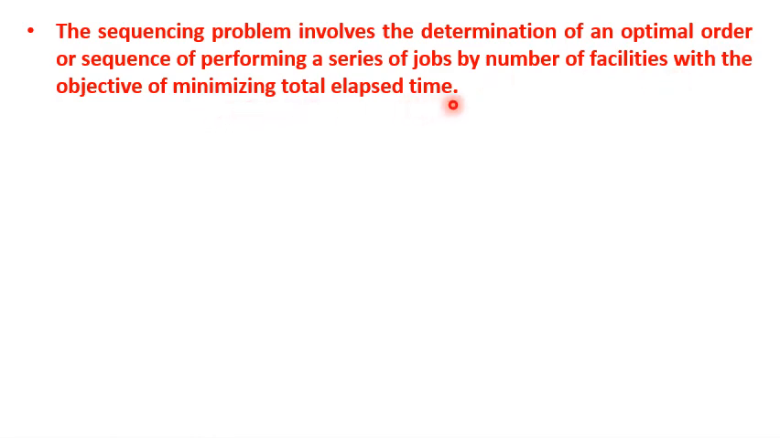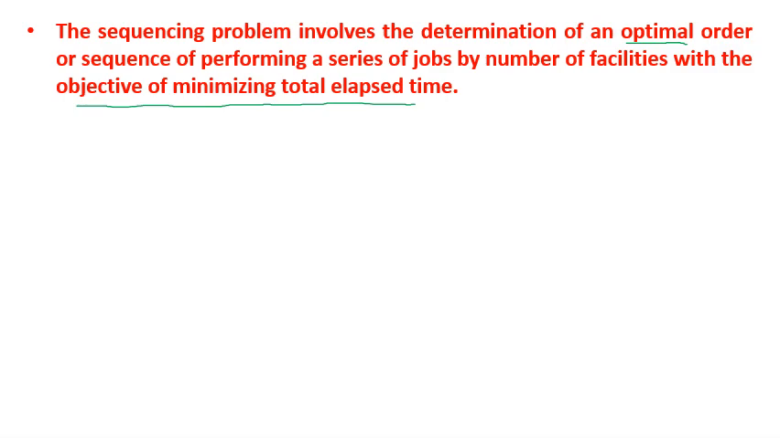So some terms which have to be noted here: one is this word optimal, yes, this optimal order. So the word optimal is important here. You want to find out a sequence or an order of a series of jobs which are processed by different machines or facilities. What is your objective? The objective is minimizing the total elapsed time. So here your intention is to find out a sequence which will give you an optimal order, an order which will give you the minimum total elapsed time.